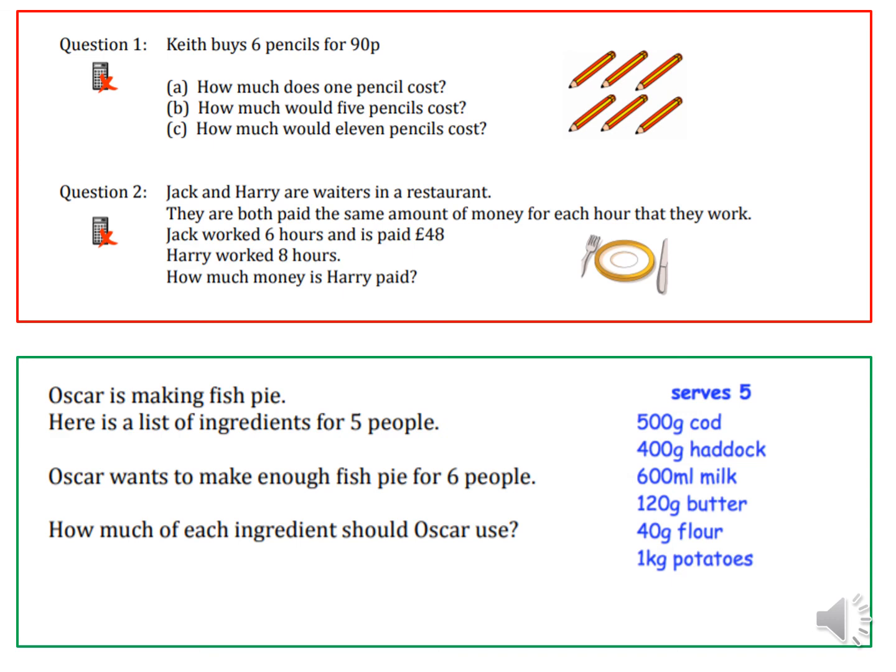Okay, if you're in set 4, I want you to do 1 question from red and then the green question. If you're in set 5, I want you to do both the questions in red. Once you are done, take a picture and upload it onto class charts.